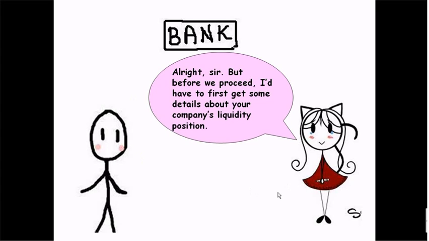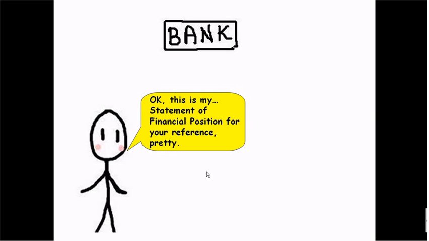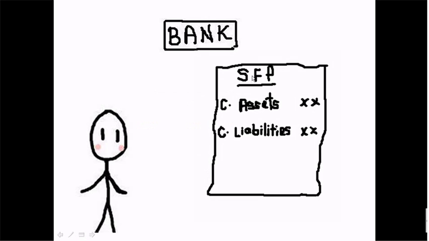Let's say the banker tells you that they need some details about your company's liquidity position, and they ask for your financial statements. So you have to provide them with the required documents so that they can go through it. They assess your liquidity position, and then they will decide whether they want to lend the money to you. Let's say you showed your statement of financial position to the banker. In your SFP it states the amount of current assets that you have, and the amount of current liabilities that you have.